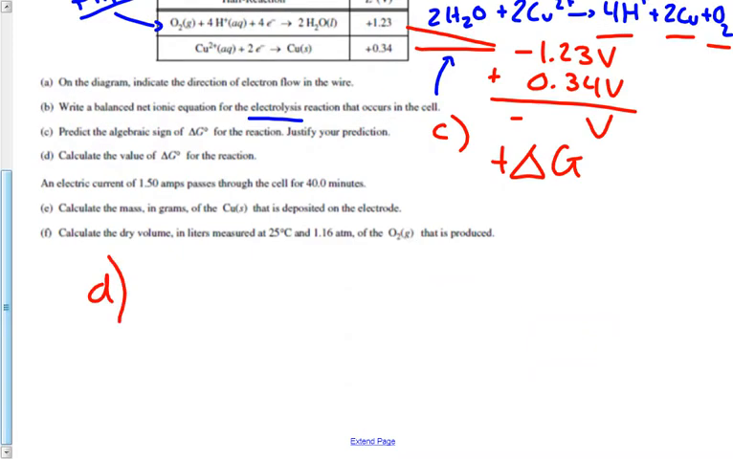Math. Calculate the value of change in G for the reaction. Now this is where I always hesitate because times have changed. Okay, we're okay. So find your orange sheet, go to page 4, which is where the electrochem part is. Don't just think you have to solve it from scratch.